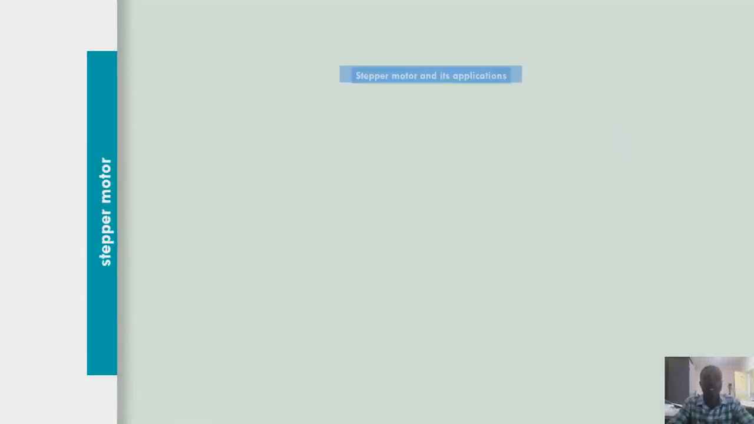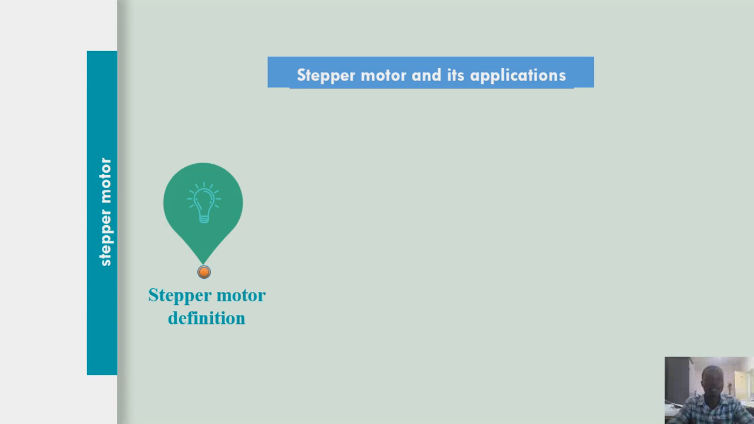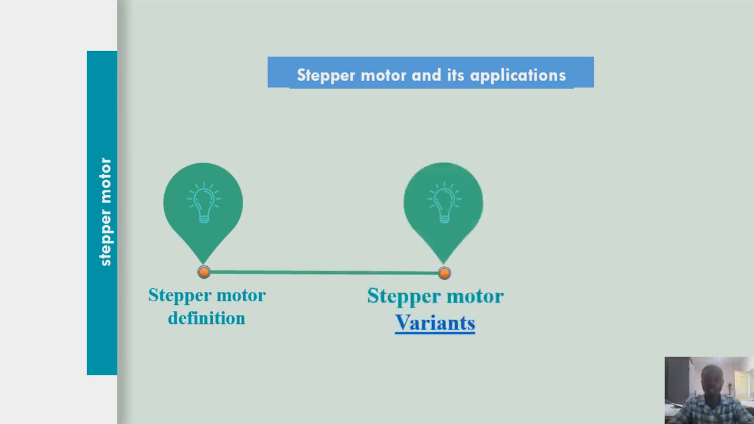Right, we then look at the stepper motor and its applications. So a stepper motor is just a DC motor that divides a full rotation into a number of equal steps. They move in discrete steps. Variants of stepper motors include the unipolar stepper motor, which is a magnetic, in other words, a unipolar stepper motor is a magnetic pole.